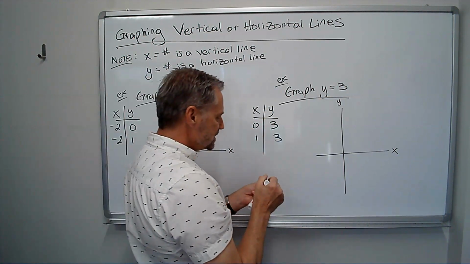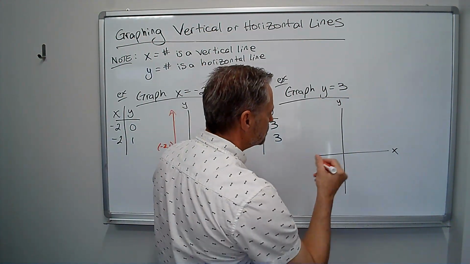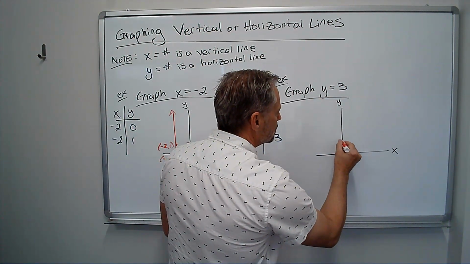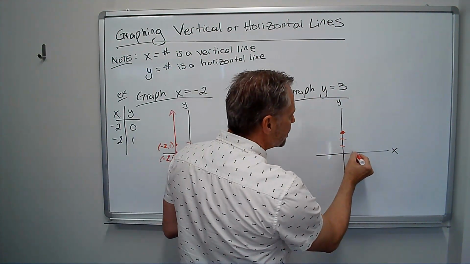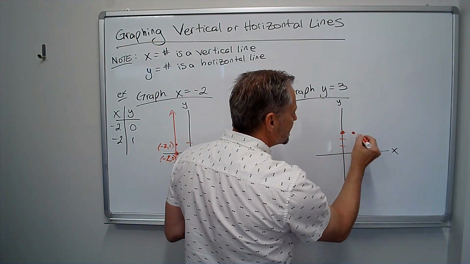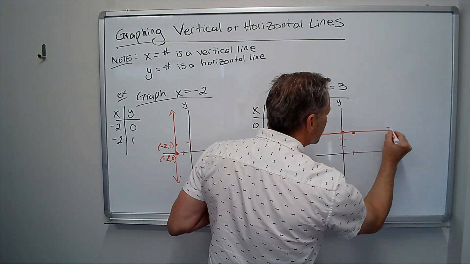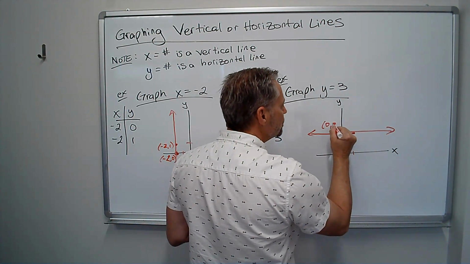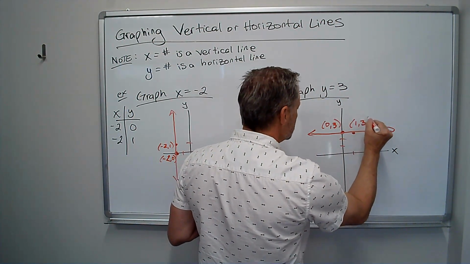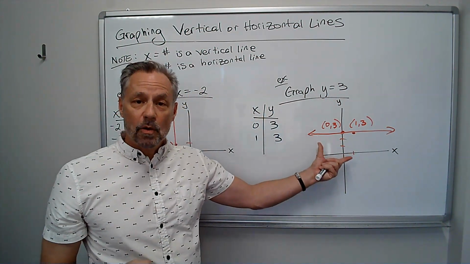So if I go (0, 3), that's right there. And if I go (1, 3), I go over 1, I still go up 3. It's right here. I draw the line through those 2 points. Now I'll label them. (0, 3), (1, 3). And I've got my horizontal line.